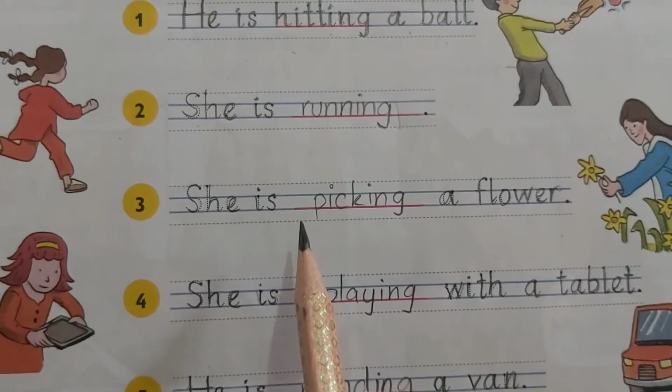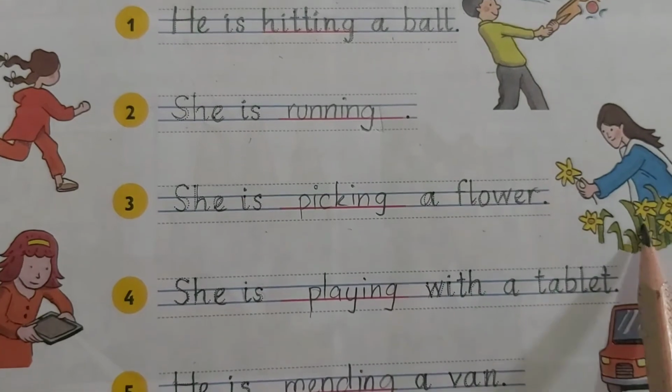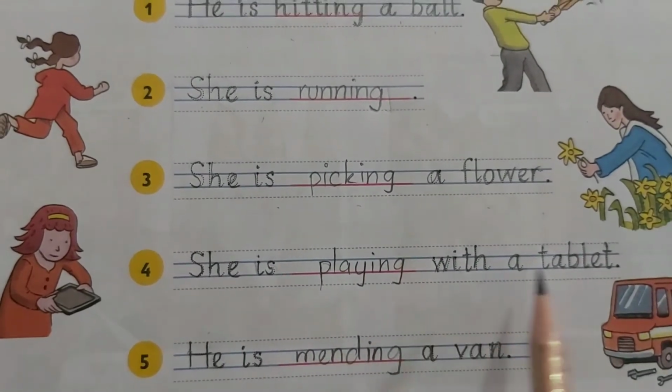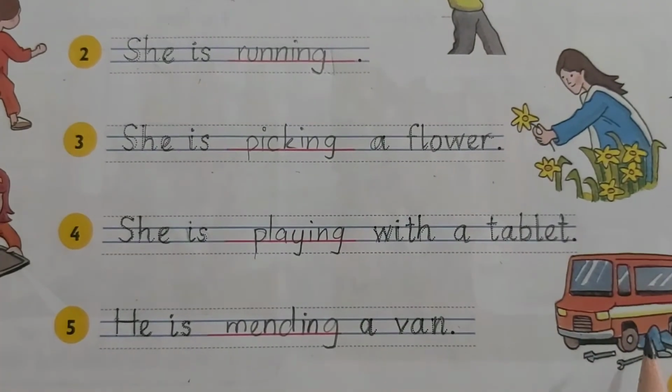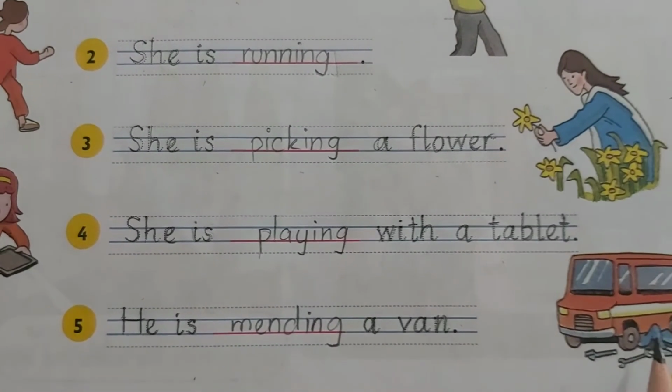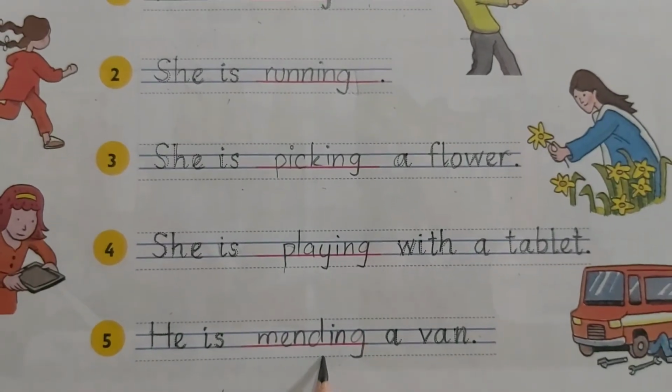Here you can see that I have done mine. She is running. She is picking up a flower. She is playing with the tablet. He is mending a van. As you guys can see, he is repairing a van. So there we will choose the word mending.